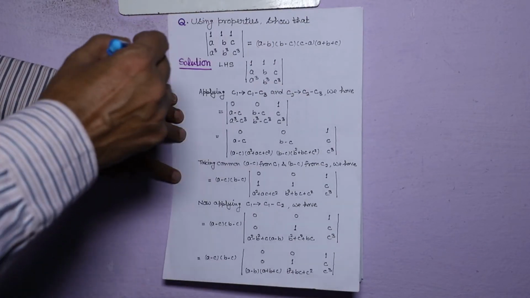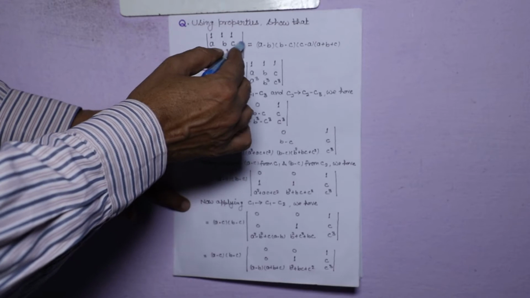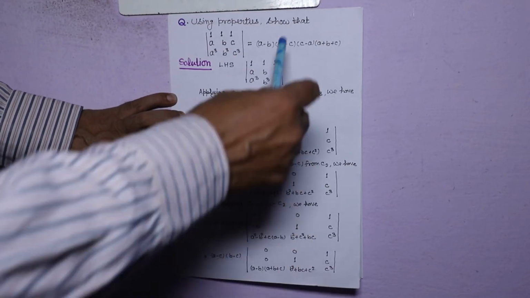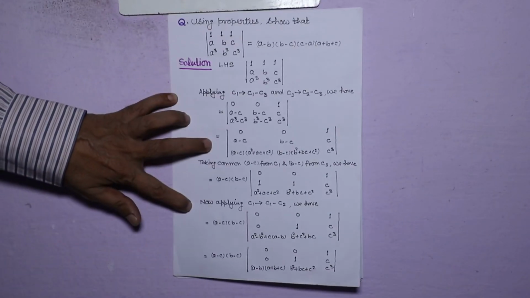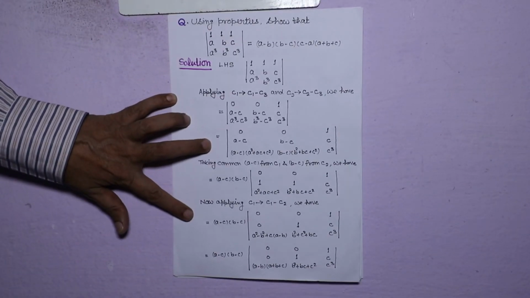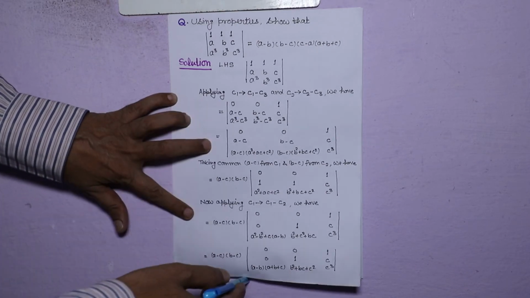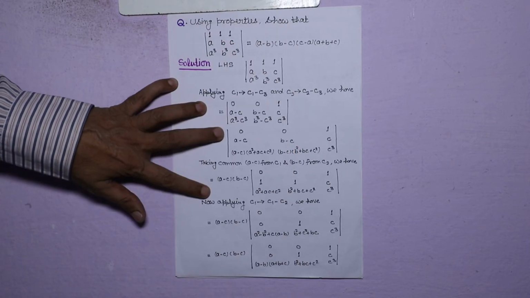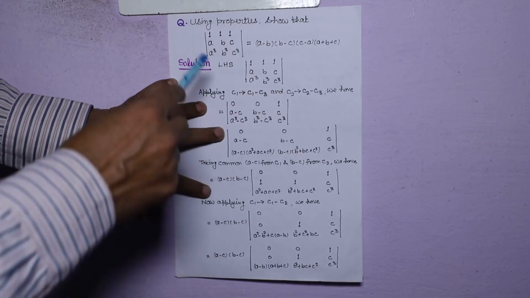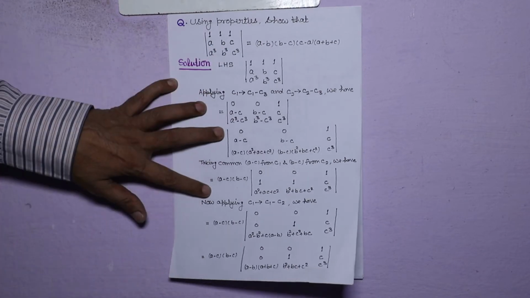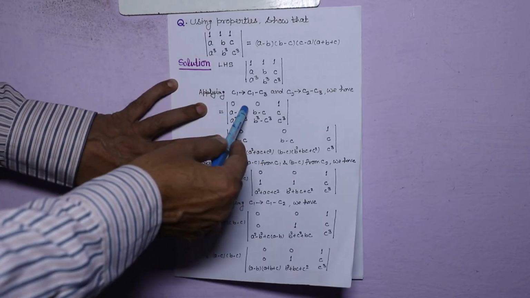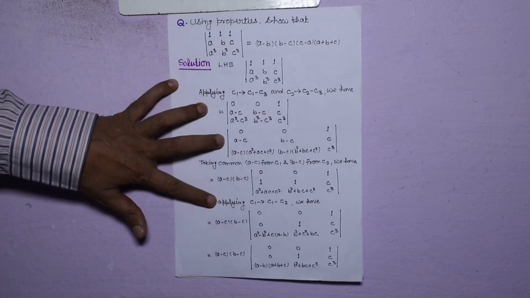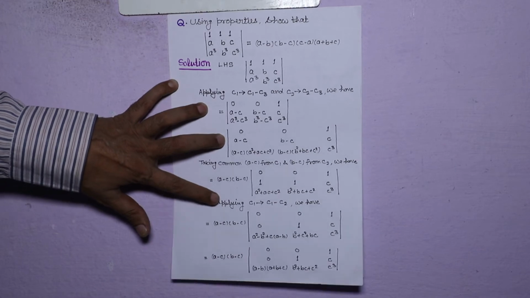Using properties, show that the determinant 1, 1, 1, A, B, C, A cube, B cube, C cube equals (A minus B)(B minus C)(C minus A)(A plus B plus C). Now we can get an idea how to get these things: A minus B, B minus C, and C minus A, or A plus B plus C. If we subtract the columns, we can get these factors. So first we use the property that C1 is replaced by C1 minus C3 and C2 is replaced by C2 minus C3.